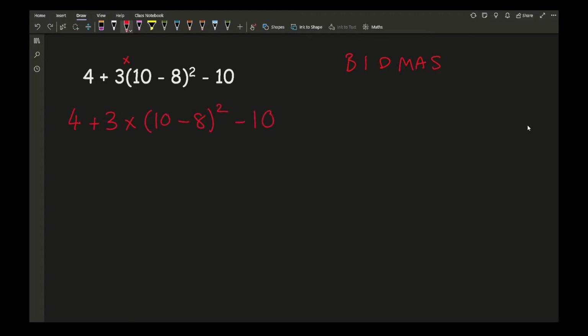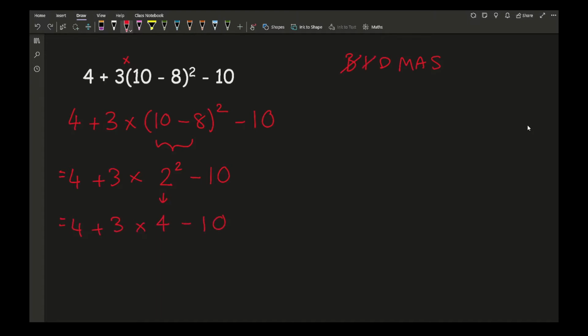So again, going through my checklist, have I got any brackets? Yes. So let's work out the bracket first. So I've got 4 plus 3 times, and then it'll be 10 take away 8, which is 2, squared, minus 10. I then see, well, have I got any powers? Well, yes, I've got the 2. So I do this bit next. So here I've got 4 plus 3 times 4 minus 10.